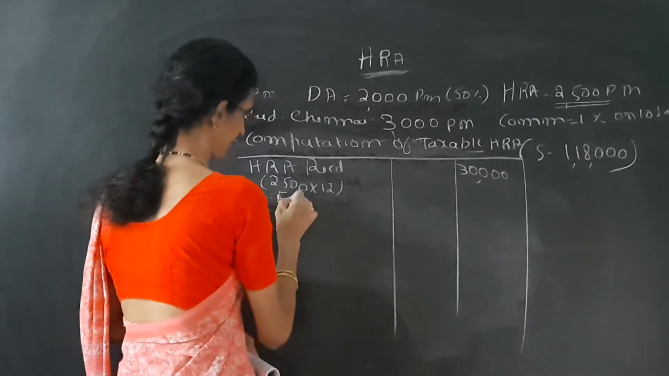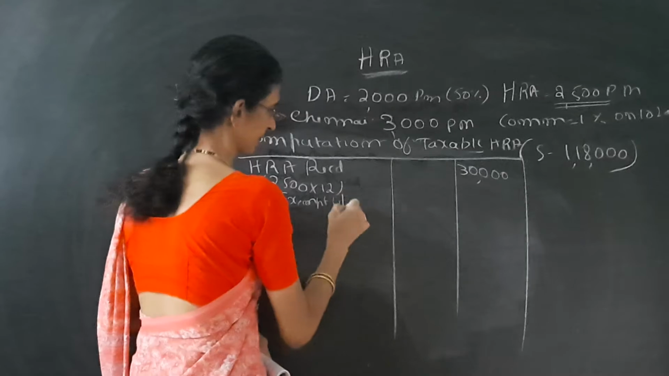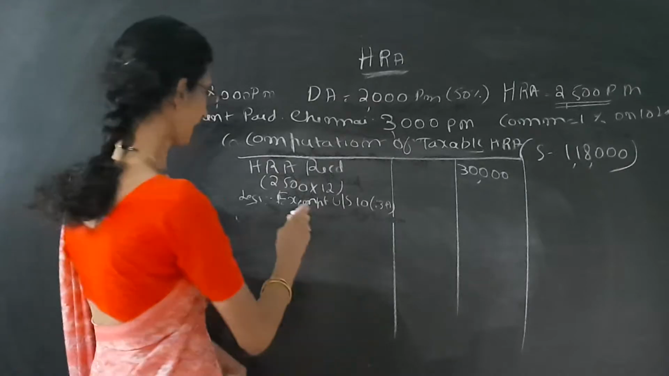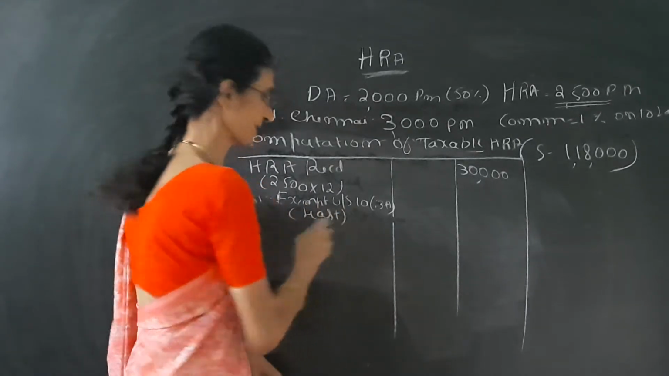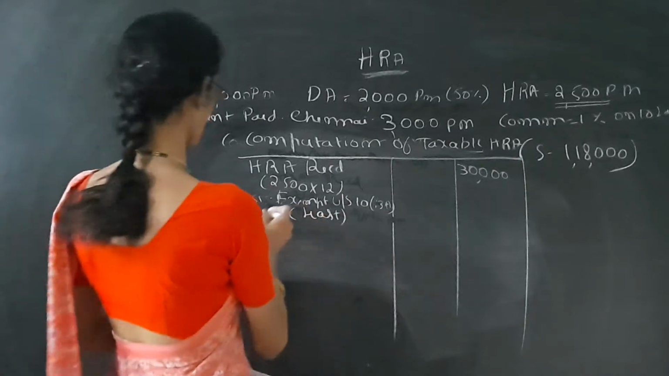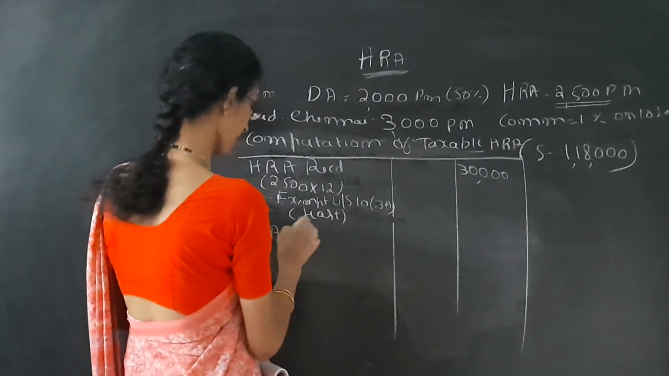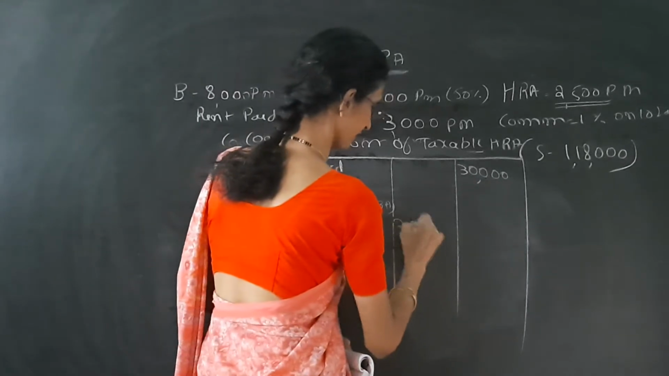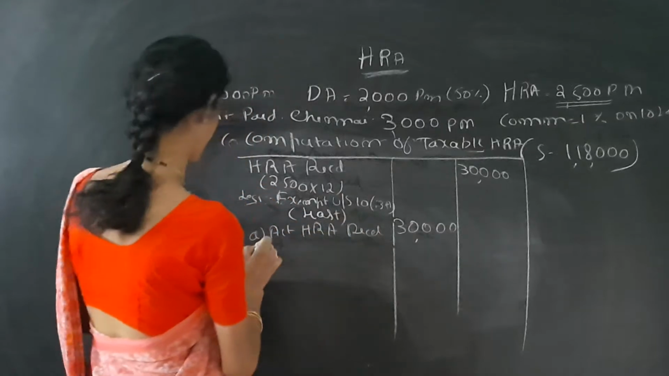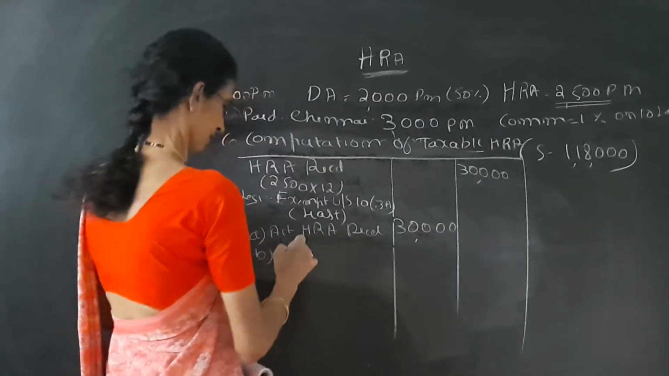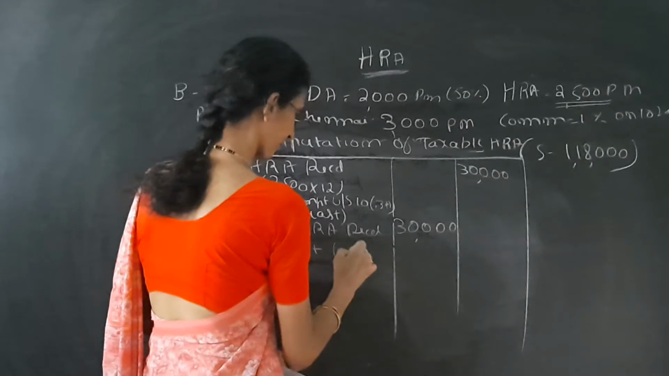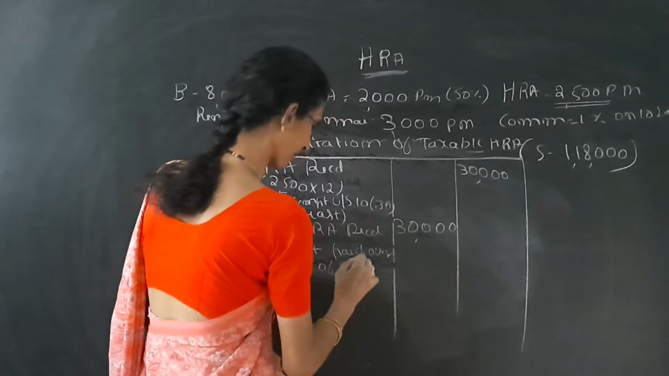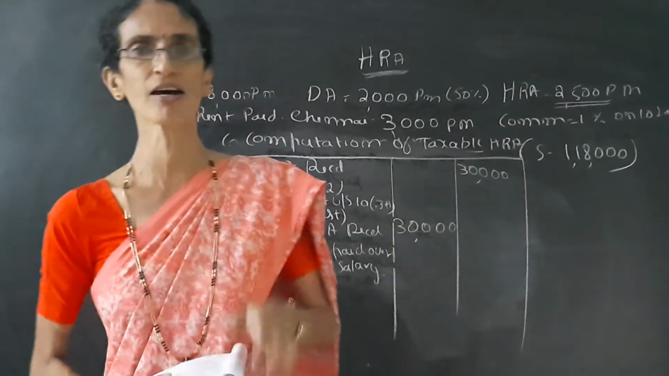Next, let's write exempt under section 10(13)(a), under that, the least of the following. Under that, number 1, A is actual HRA received, which is 30,000. Next, number B is rent paid over 10% of salary.